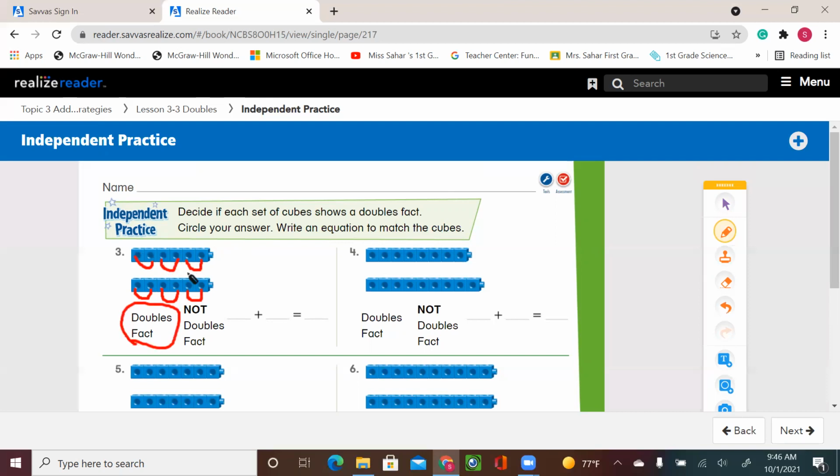And it's 6 plus 6. 6 plus 6. It's super easy. I know 6 plus 6, double 6, is 12.